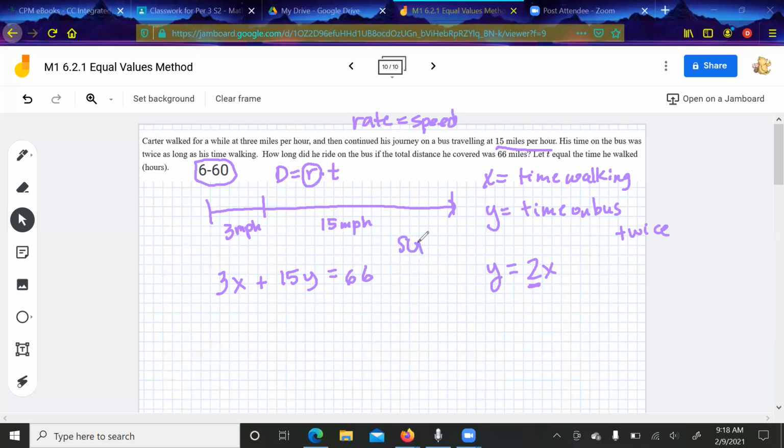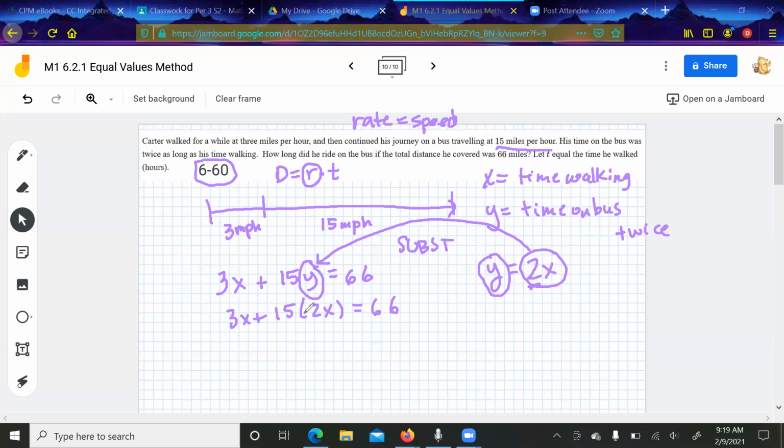Well, we can use substitution. We can substitute this second equation because it's solved for y already, right? y equals 2x. So I'm going to circle the right-hand side and plug that in for the y over here. The 2x is going to get substituted for the y, because y equals 2x. So we have 3x plus 15 times 2x equals 66.